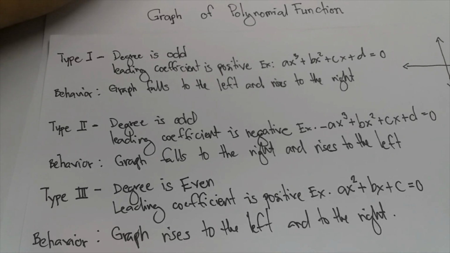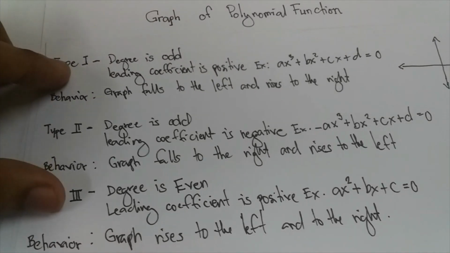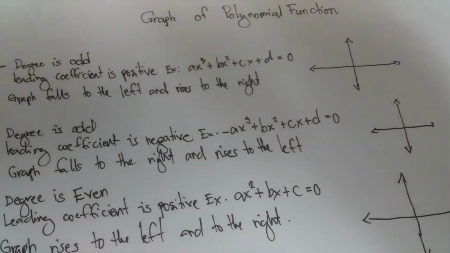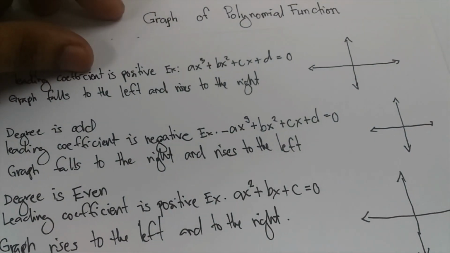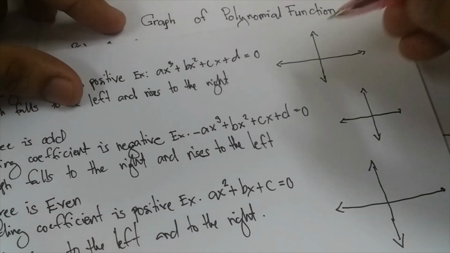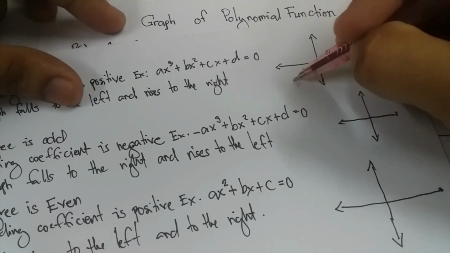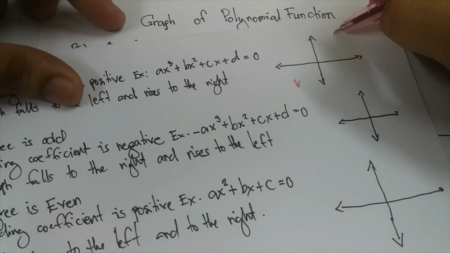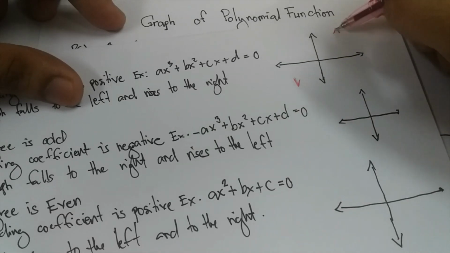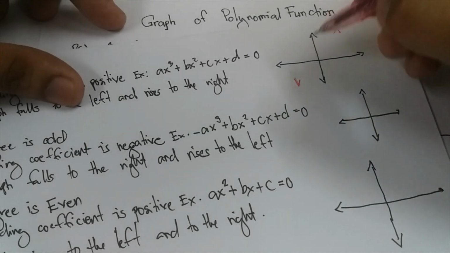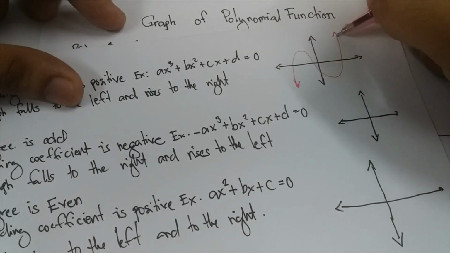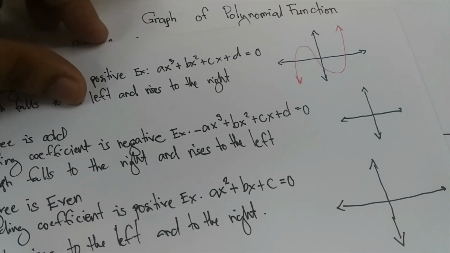The behavior for that is the graph falls to the left and rises to the right. So the graph falls to the left, so it looks like this, and rises to the right. The other arrow rises to the right, so more likely the form is like this.